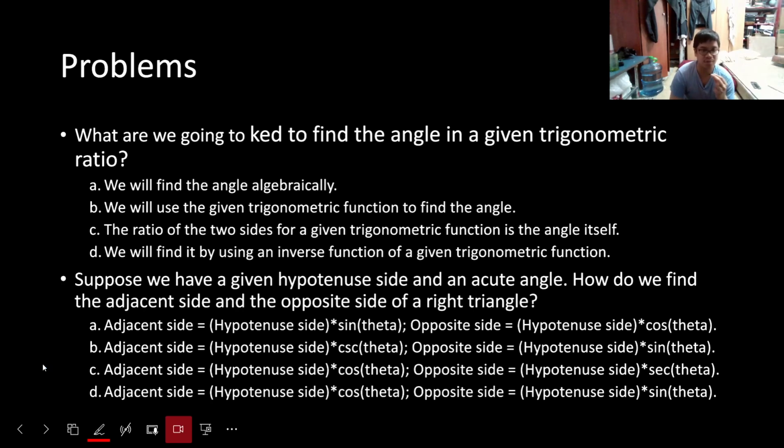What is the answer here? So the answer here is obviously letter D. Letter D is the obvious answer here.